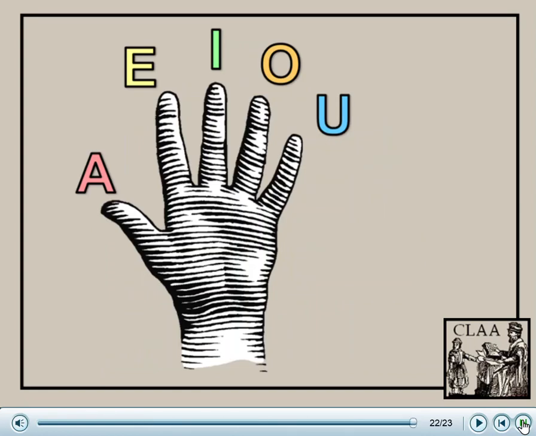And don't forget, you can take the Latin vowels with you wherever you go. They're right on your hand. A, E, I, O, and U. Anytime you look at a book or see letters on any kind of sign or paper, look for the vowels A, E, I, O, and U.